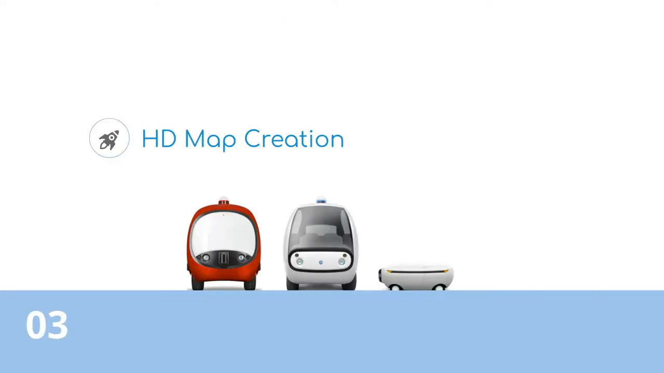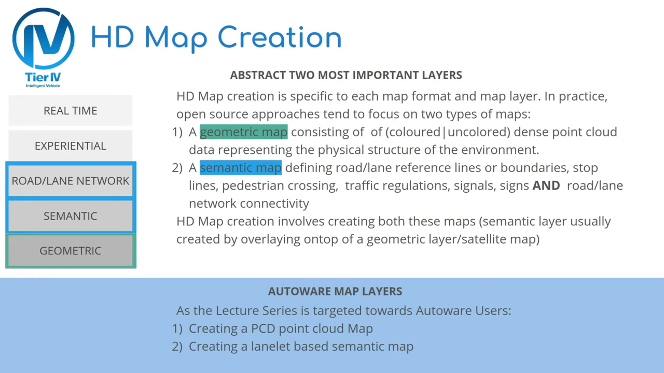The final section for part 1 of this lecture is HD map creation. HD map creation is specific to each map format and map layer. In practice, open source approaches to autonomous driving tend to focus on 2 types of maps. 1, a geometric map consisting of a dense point cloud. And 2, a semantic map defining road, lane, or reference lines or boundaries, etc., in combination with a road lane network connectivity map. As this lecture series is targeted towards Autoware users, we will look at 1, creating a PCD point cloud map, and 2, creating a lanelet-based semantic map.